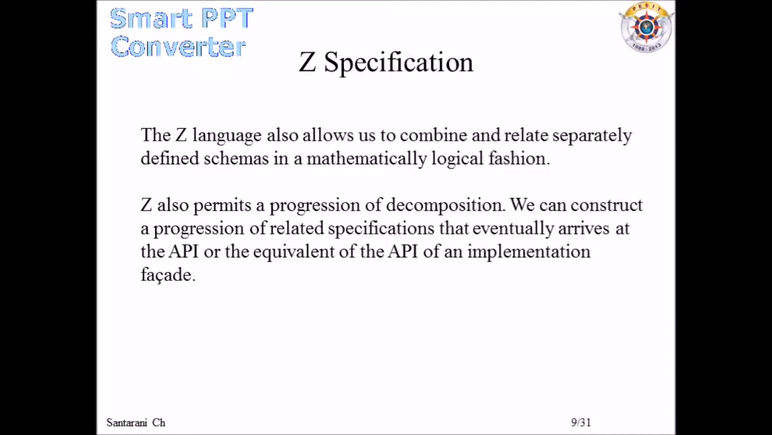Next, the Z specification: the Z language allows us to combine and relate separately defined different schemas in a mathematically logical fashion. That is, it allows us to combine the static and the dynamic system states in a mathematically logical way. Z also permits a progression of decomposition of those states, and we can construct a progression of related specifications that eventually arrives at the API, or the equivalent of the API, of an implementation facade.